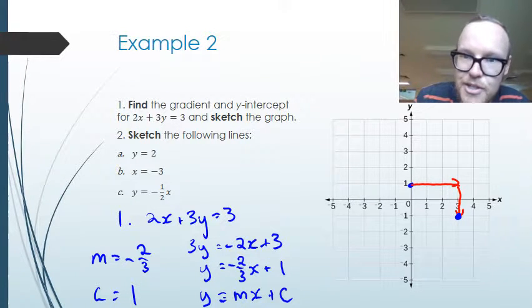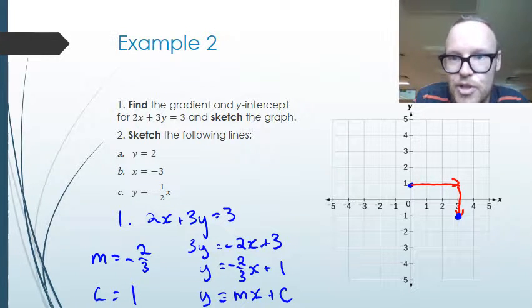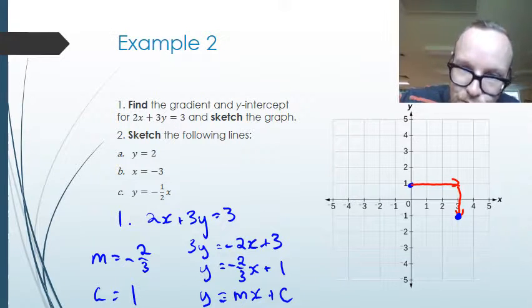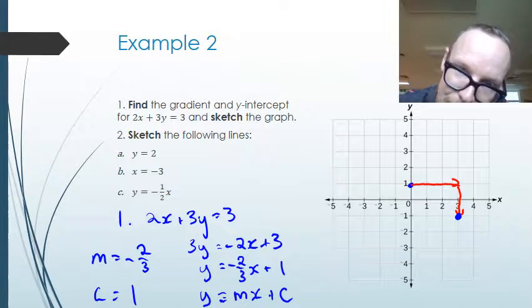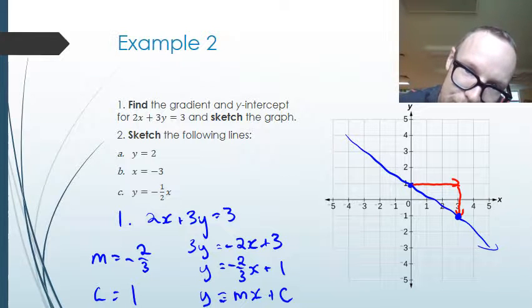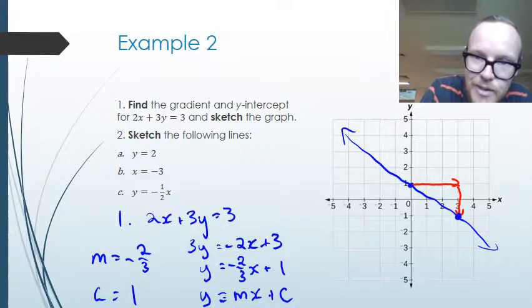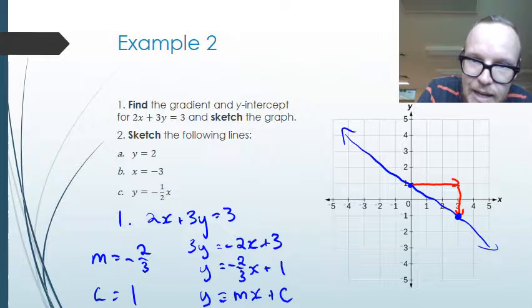Okay, I don't need to do those arrows. I'm just showing that it's gone along by 3 and down by 2. Okay, and then I can use my ruler to draw a nice straight line all the way through those 2 points. Draw arrows on the end. I can mark those points on the graph. I'm not going to do that because it's just asked me to sketch it. And I'm going to label the graph with the equation as it was given to me. 2x plus 3y equals 3.